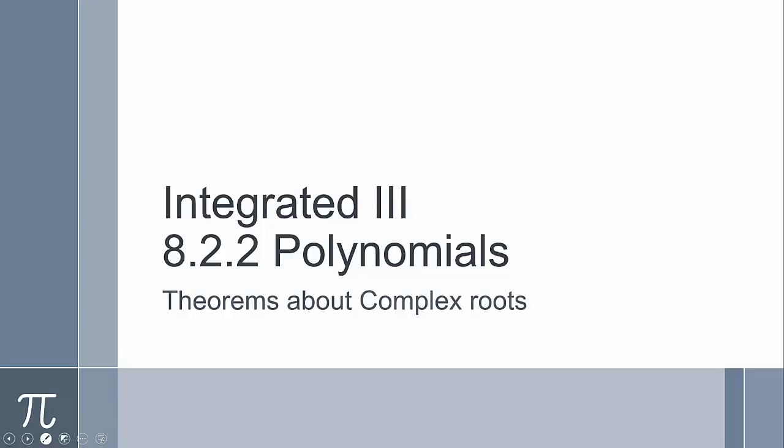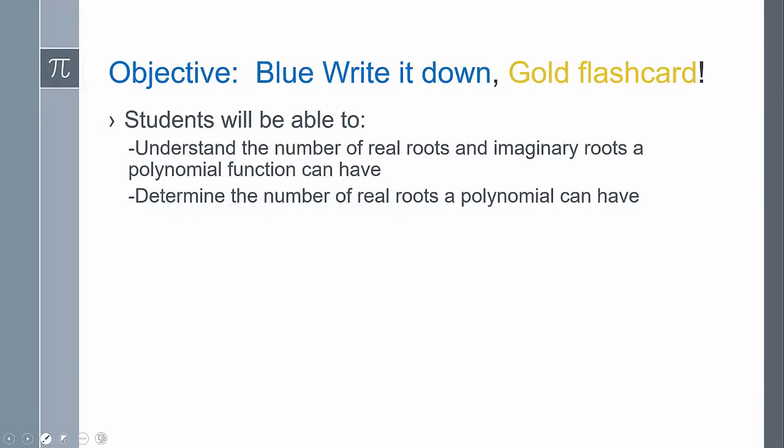This is section 8.2.2. We're going to take a look at theorems about complex roots. So we're going to understand the number of real roots and imaginary roots a polynomial function can have, and then we're going to determine the number of real roots a polynomial can have. They sound similar, but they're slightly different.